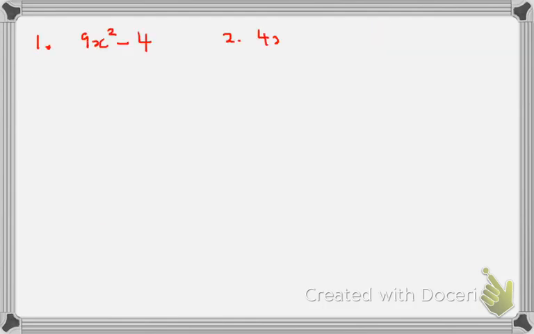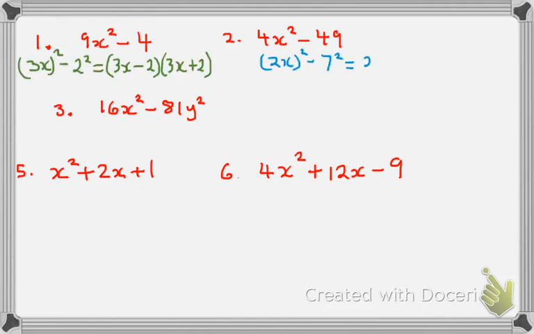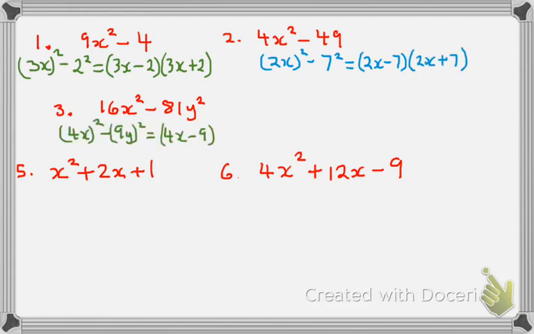Alright, so what did you do? Here is what I did. For the first one, you can see that will just be 3x minus 2 and 3x plus 2. For the second one, similarly, that will be 2x minus 7 times 2x plus 7. And for the third one, similarly, you can rewrite as 4x squared minus 9y all squared, which will now break down into 4x minus 9, 4x plus 9.